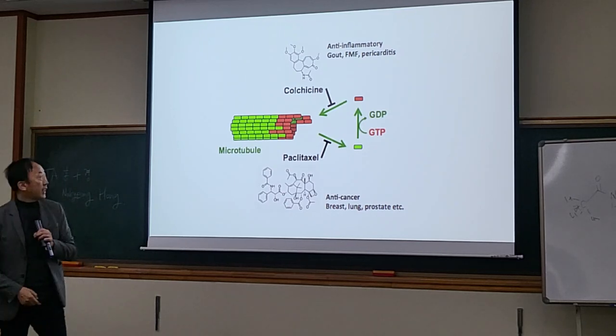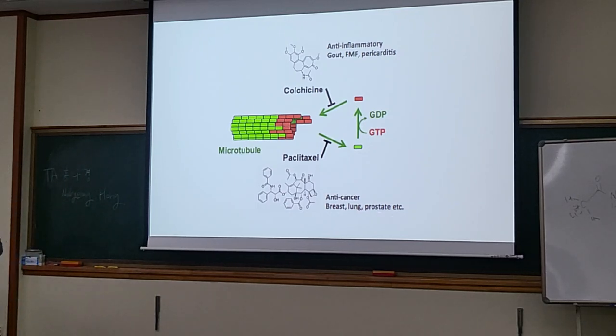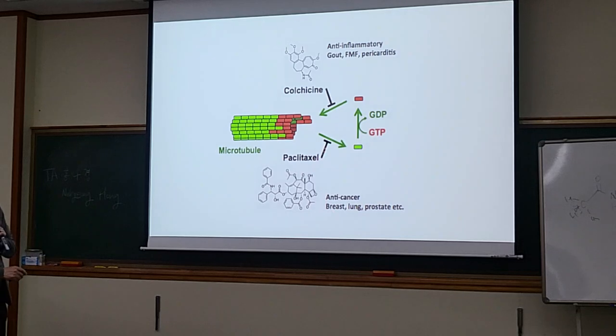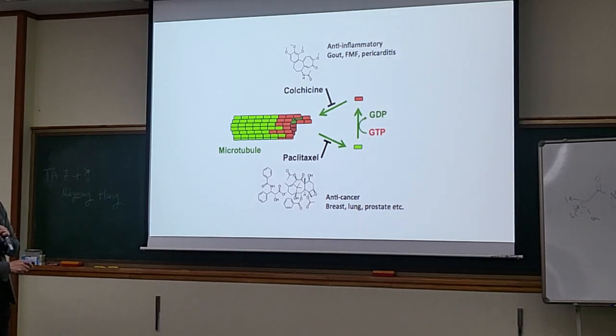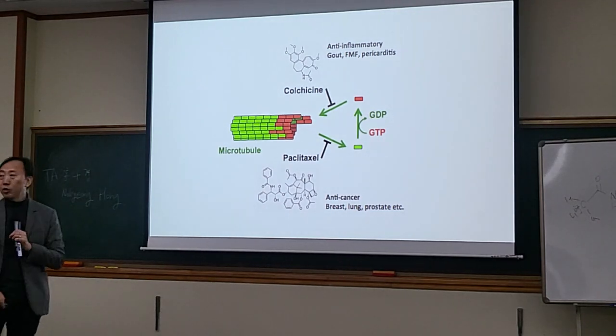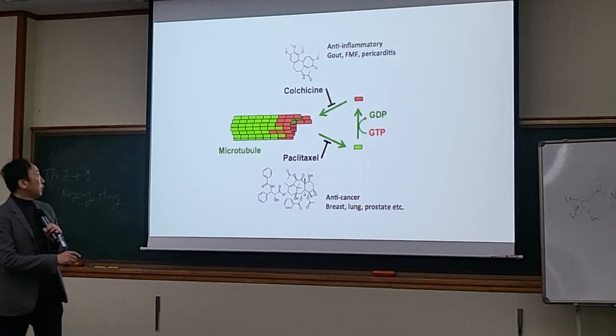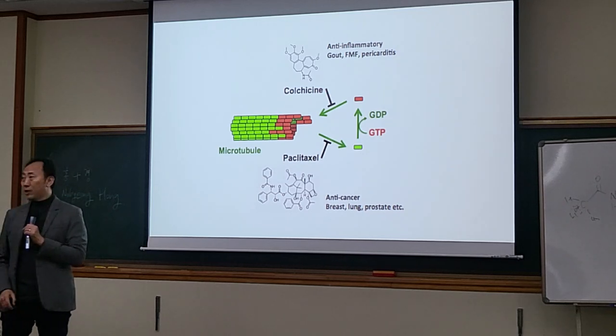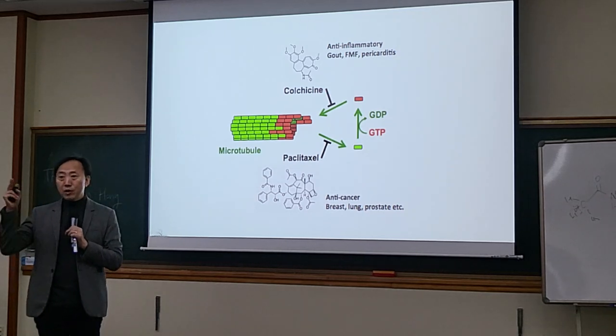Now here, if you add drugs, like Taxol, which we have just seen, Taxol blocks this pathway, the GTP to GDP state. It keeps the active state, meaning it stabilizes the microtubule. The other one is colchicine. Colchicine is a very famous molecule. What is the function of colchicine?